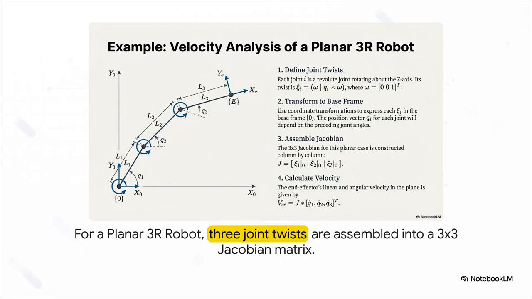Let's look at a quick example to make this really concrete. So here we've got a simple planar 3R robot. That just means it has 3 revolute joints that all rotate around the same axis. We define a twist for each of those 3 joints, pop them into our base frame, and then we just stack them side by side to build our 3x3 Jacobian. It is literally that straightforward.